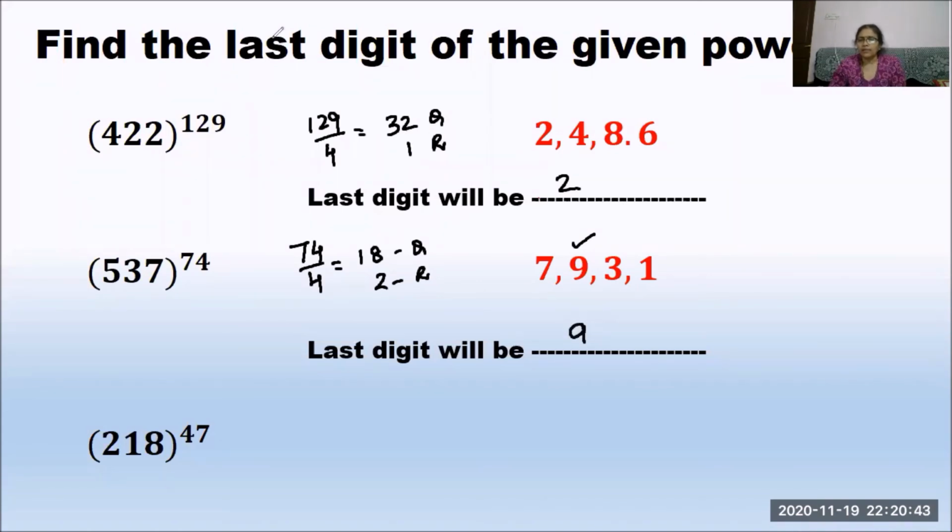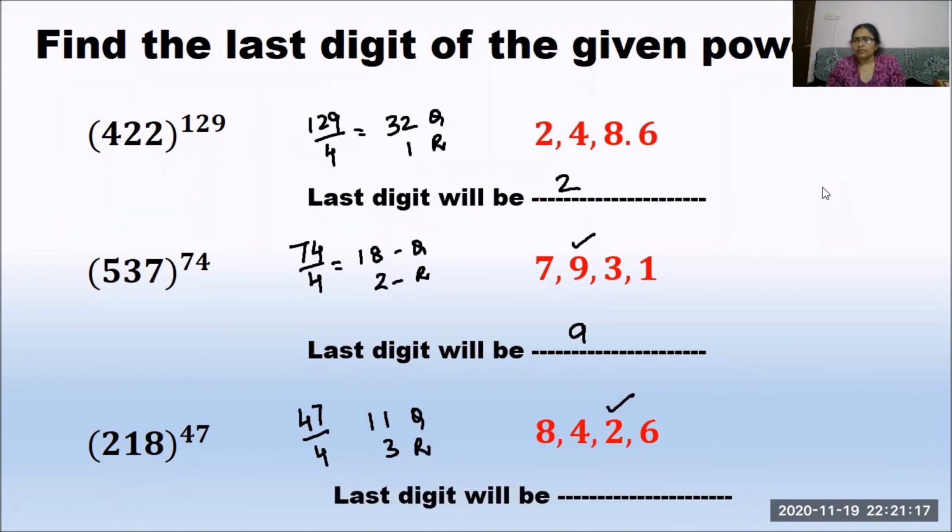Next is 8 to the power 47. I'm not bothered about other numbers, just the last digit. The pattern of 8 is 8, 4, 2, 6. Divide 47 by 4. The quotient is 11 and the remainder is 3. So 8 cubed is 512, and 2 is the last digit. Hope it's very clear. Enjoy doing this type of question.